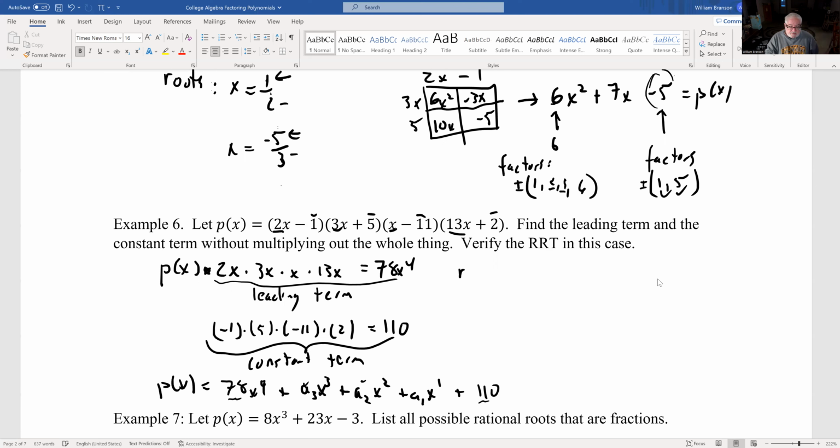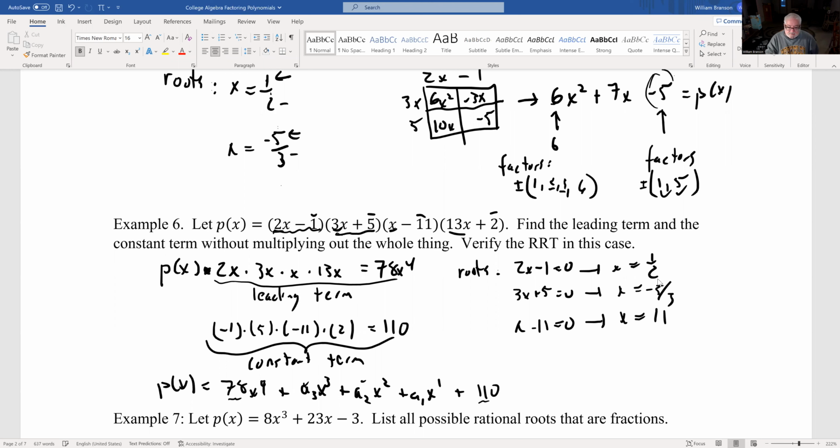So what are my actual roots? 2x minus 1 equals 0 gives me x equals 1/2. That's the root corresponding to this factor. 3x plus 5 equals 0 gives me x equals minus 5/3. That's the root corresponding to this factor. x minus 11 equals 0 gives me x equals 11 as a root. That goes with that factor. And 13x plus 2 equals 0 gives me x equals minus 2 over 13.